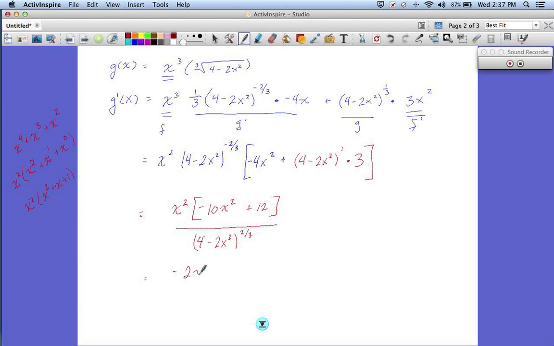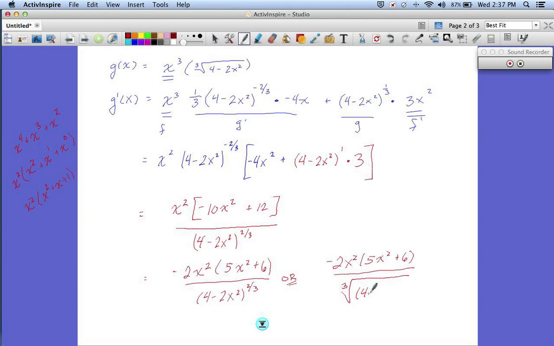Negative 2x squared times 5x squared plus 6 all over 4 minus 2x squared to the 2/3, or, if you're feeling fancy, negative 2x squared times 5x squared plus 6 over the cube root of 4 minus 2x squared, squared. And that is a simplifying procedure when dealing with the chain rule.